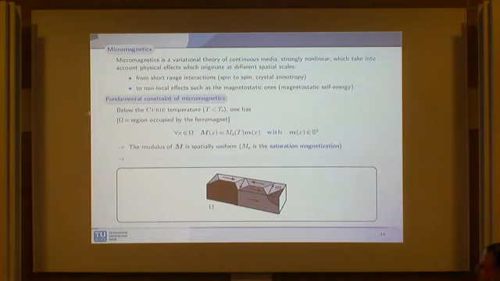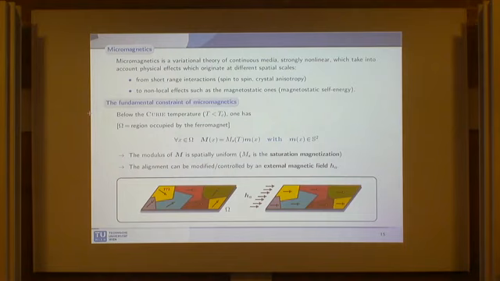And this vector field must satisfy the fundamental constraint of micromagnetics, which says that when the magnet is at a temperature below the Curie temperature, the magnet is always locally saturated. It means that the modulus of the magnetization, this vector field, will be constant, just the modulus. Of course, the direction will change. So the modulus of M is spatially uniform. And the important thing is that the alignment of this magnetization can be changed by applied external magnetic fields. This is important when you want to write information on magnetic supports.